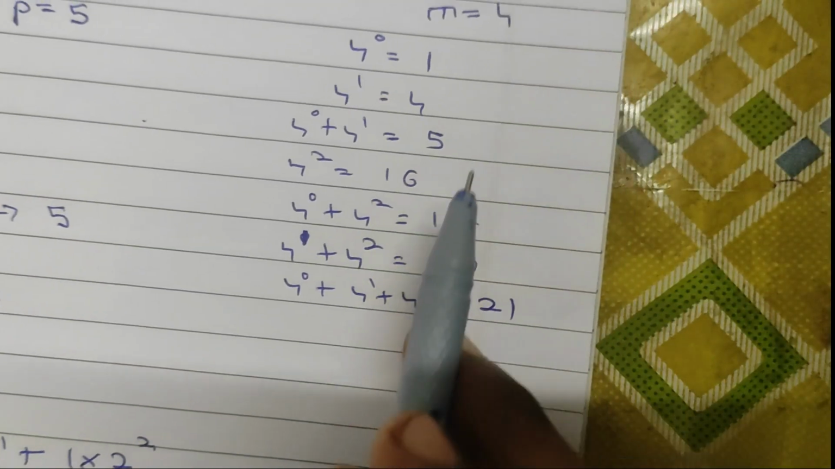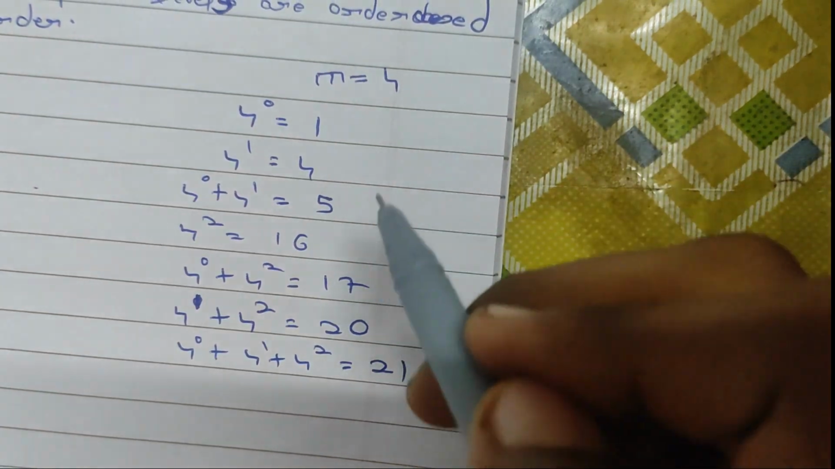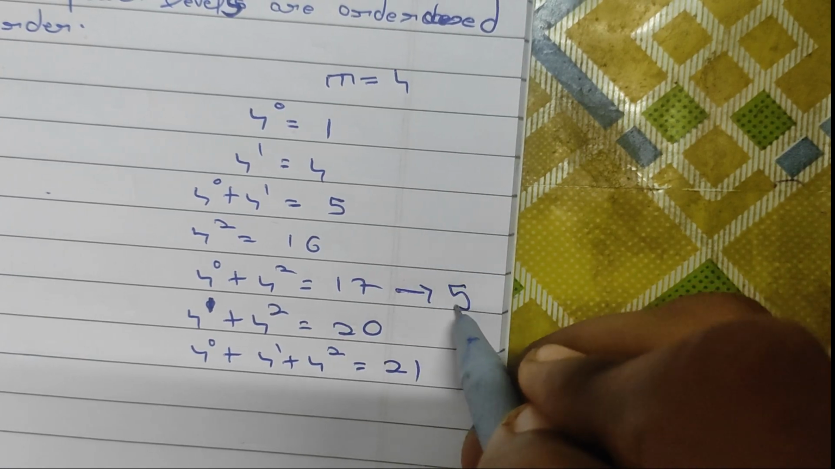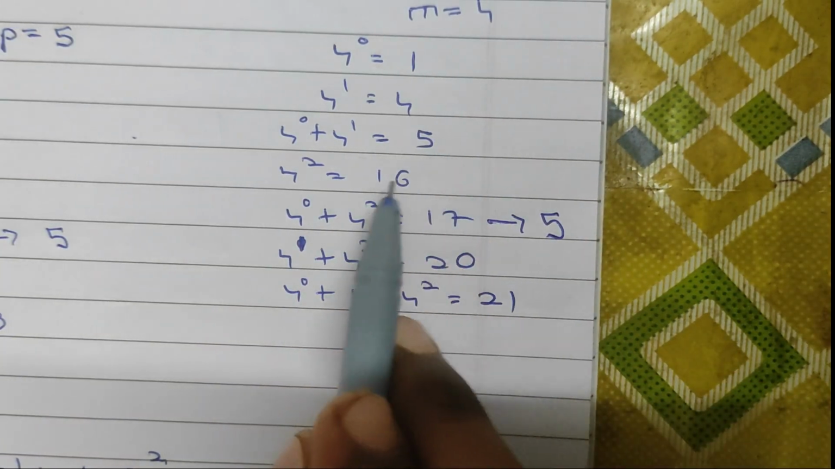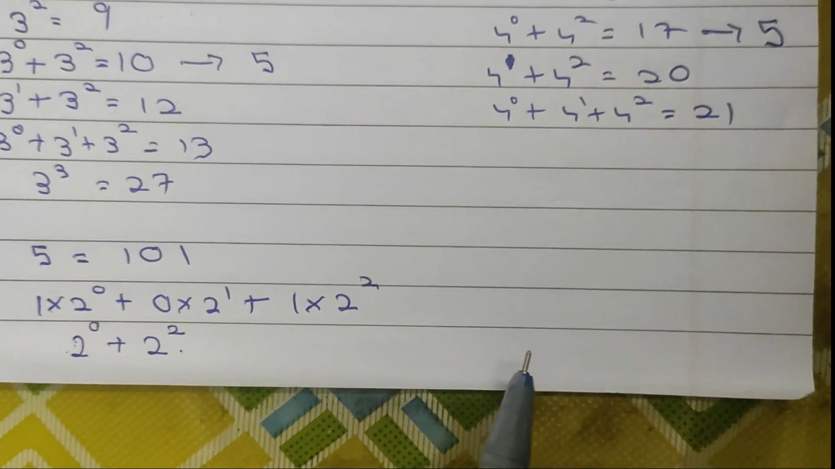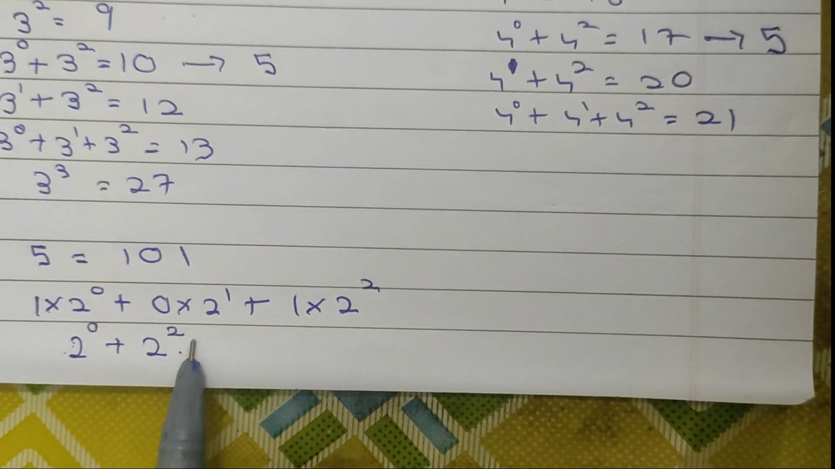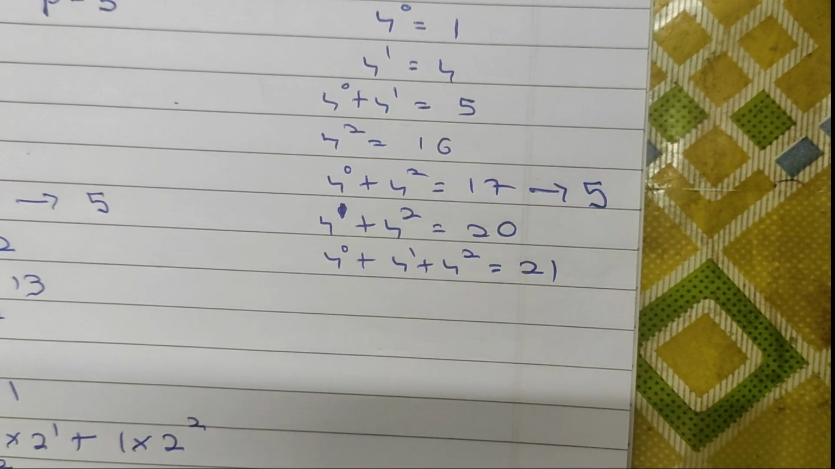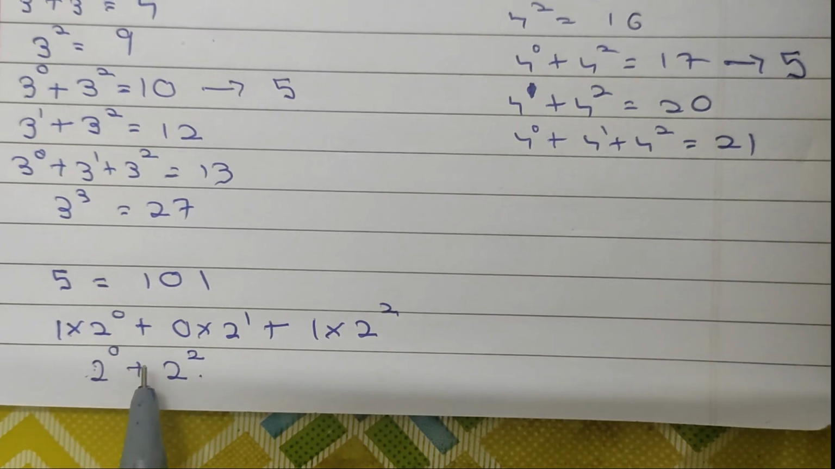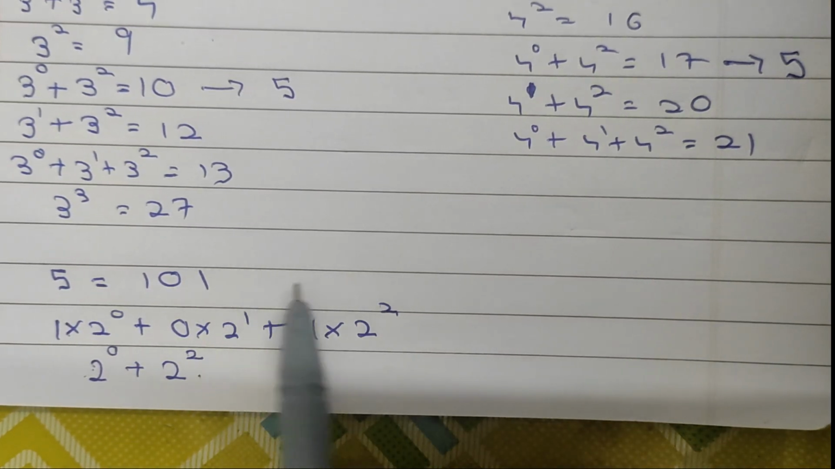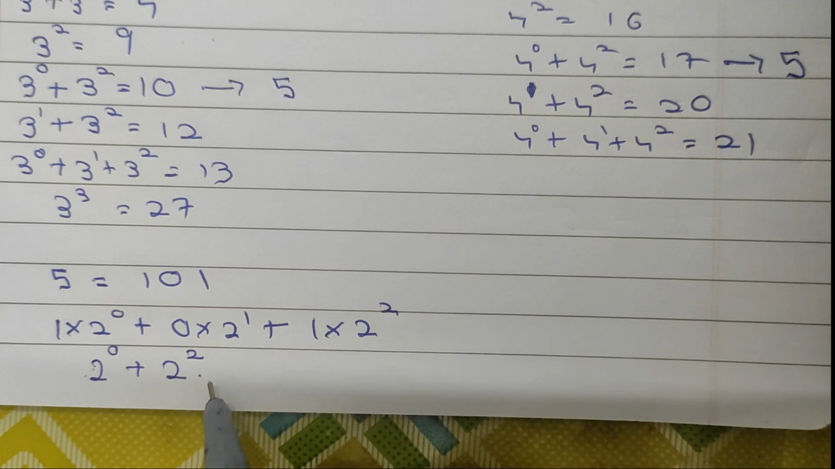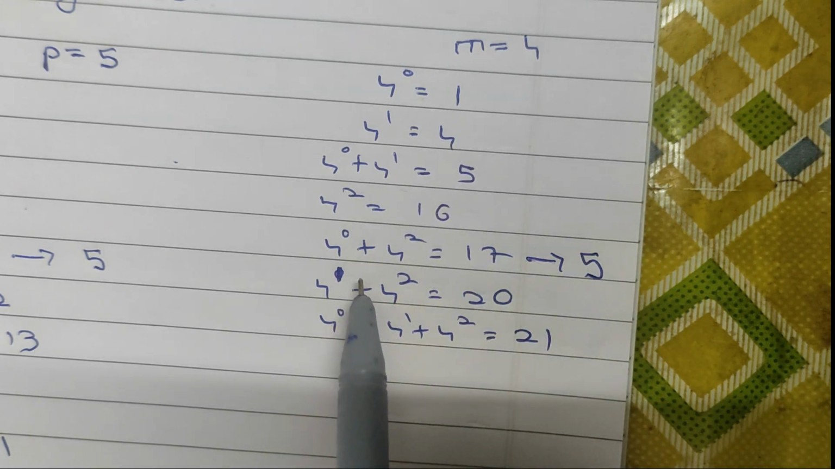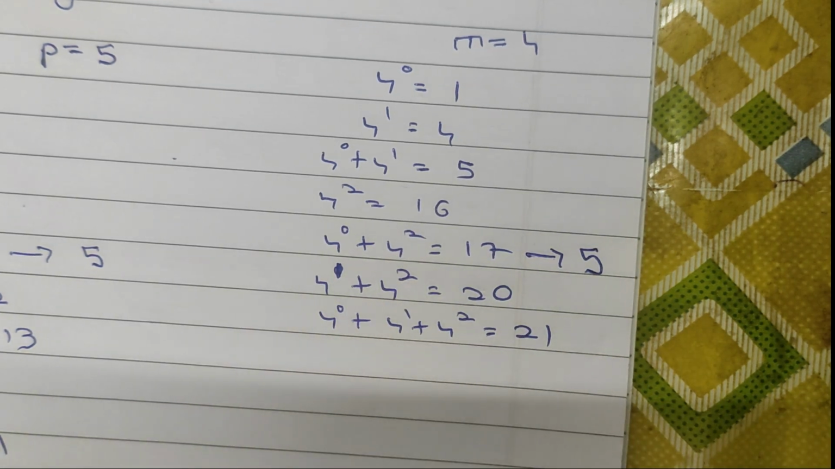So for this as well, what is the fifth value? The fifth value is this one, 17. This is the fifth value: 1, 2, 3, 4, 5. And you can see the similarity, right? 2 raised to 0 plus 2 raised to 2, 4 raised to 0 plus 4 raised to 2. The only difference here is the difference in base. Here in the base 2 representation the base is 2, and here in the base m representation the base is m.